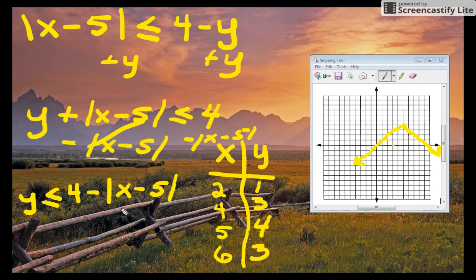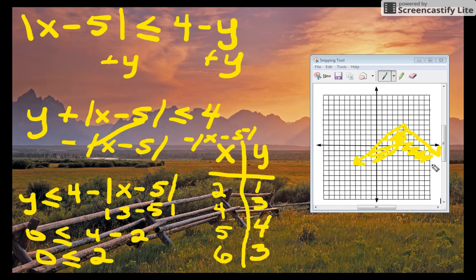Well, we had 3 minus 5, which is negative 2, and the absolute value of that is 2. And we have 4 minus 2. So 0 is less than or equal to 4 minus 2, which is 2. And is that true? It is true, so that means we shade inside of our V. And so actually all of this up here is going to be shaded, because if we continued this line all the way down, it would include all of this information inside the V that needs to be shaded.